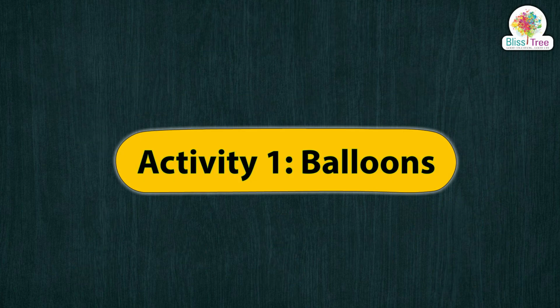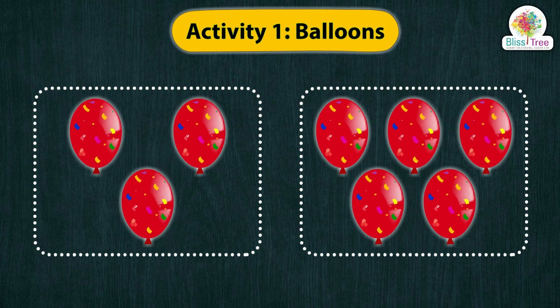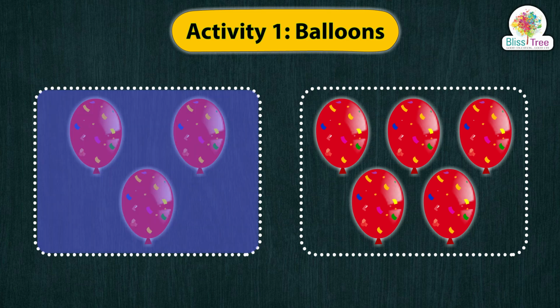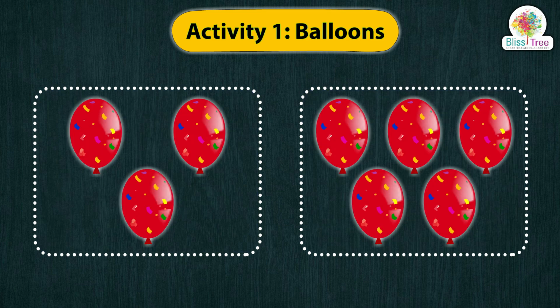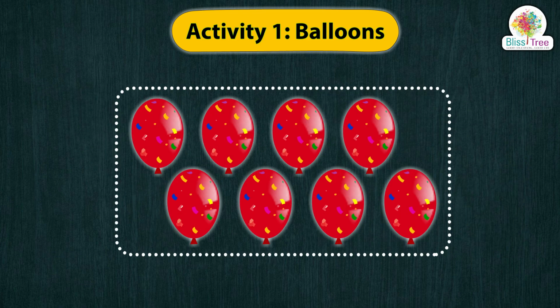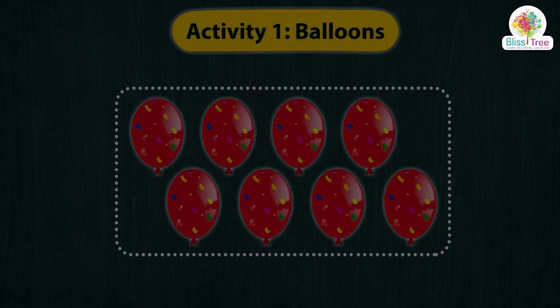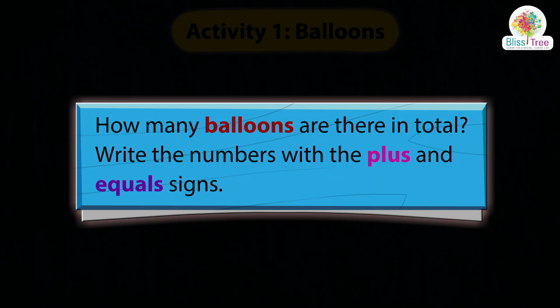Activity 1. Balloons. Now let's count the balloons. Count the first group. Count the second group. Put them together. How many balloons are there in total? Write the numbers with the plus and equal signs.